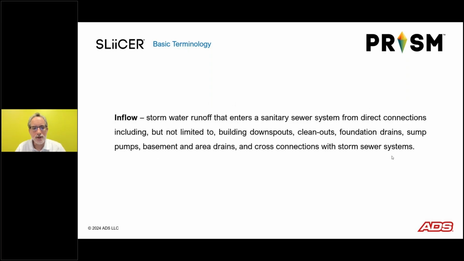The next basic term we have is inflow, and that is stormwater runoff that enters a sanitary sewer system from direct connections. So it doesn't travel through the ground to get to the sewer, but instead it comes through things like building downspouts, cleanouts with a missing cleanout cap, foundation drains, sump pumps, basement and area drains, or cross connections with storm sewer systems. We often think of inflow as that extra water that gets in very quickly, and infiltration gets in a little bit more slowly because it has to travel through the ground and find a defect to enter.